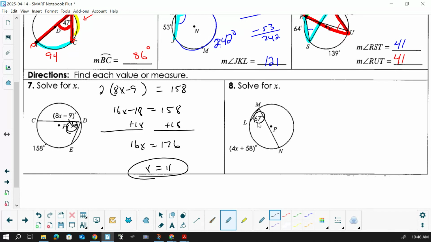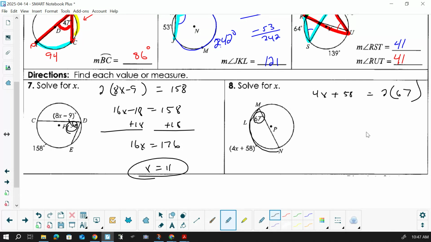Same thing here, 67 is half of this. So I need the 4x plus 58 to equal the 67. To make them equal, notice over here I had to do the angle times 2. This time, what's the angle? Is the angle the thing with the x or just the number? It's the thing with the number that is the angle. So we're still going to do it times the number. You may look at that and go, wow, you did the opposite. No, I did the exact same thing. Both of them, I did the angle times 2 to equal the arc. So that's what's the same.